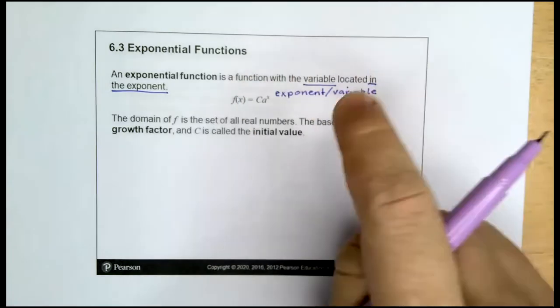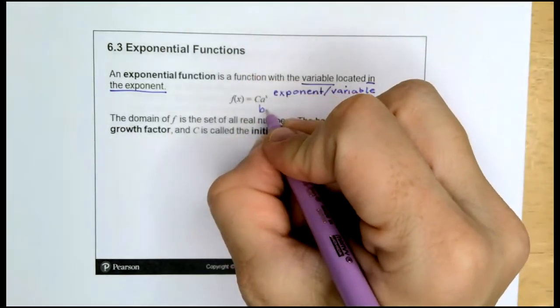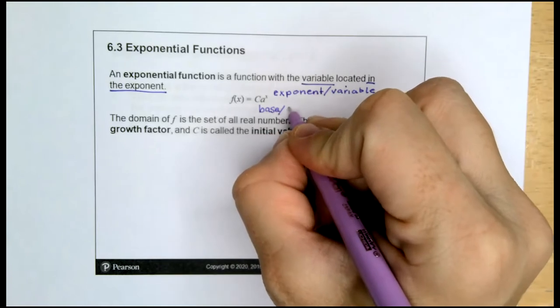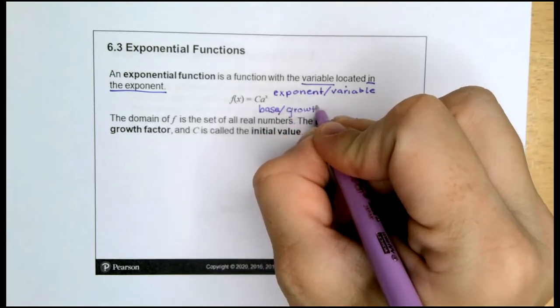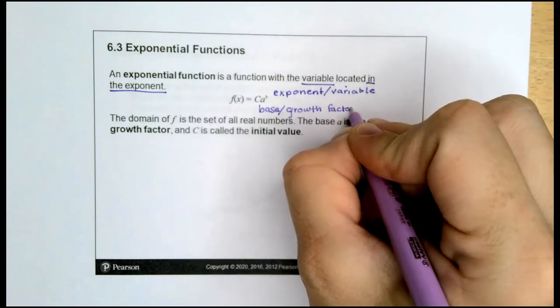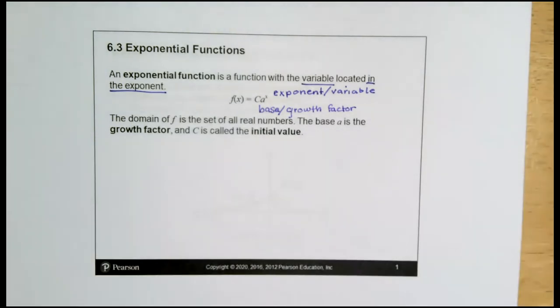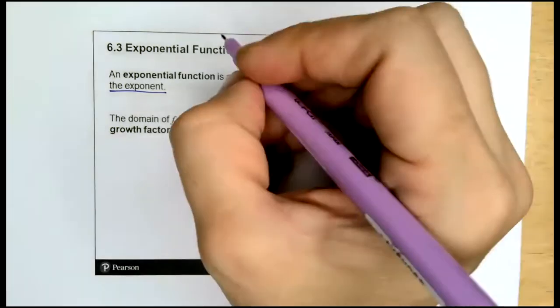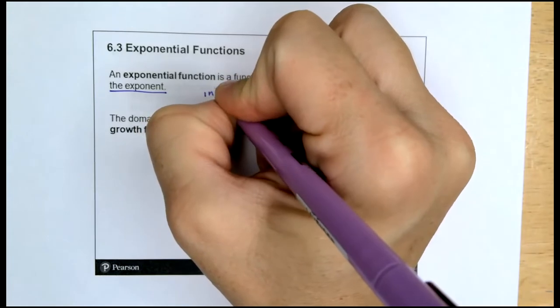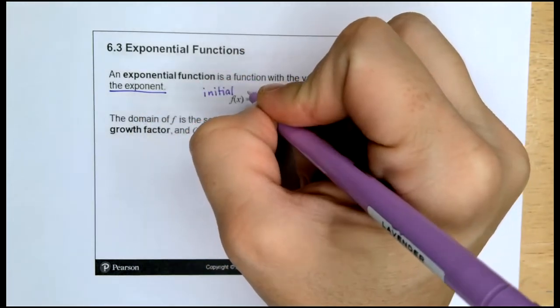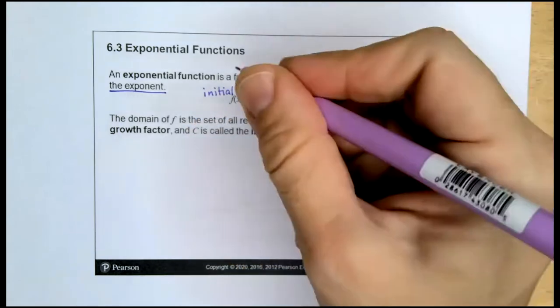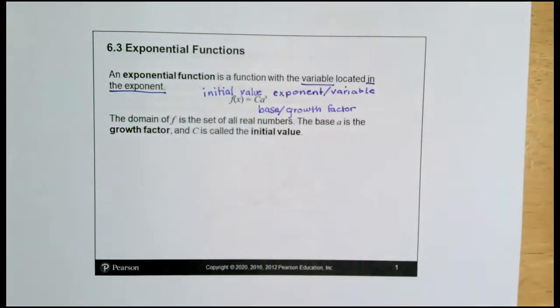So x is obviously our variable and our exponent. I am sure you have heard that if you have an exponent, you also have a base. So a is our base. Our base could also be called our growth factor, because it shows how quickly it is growing. Okay, and then c is our initial value, what we are measuring. Initial means first, right? Initial value is c, exponent is x, and the base is a. The domain of this function is all real numbers. The base is the growth factor, and c is the initial value.